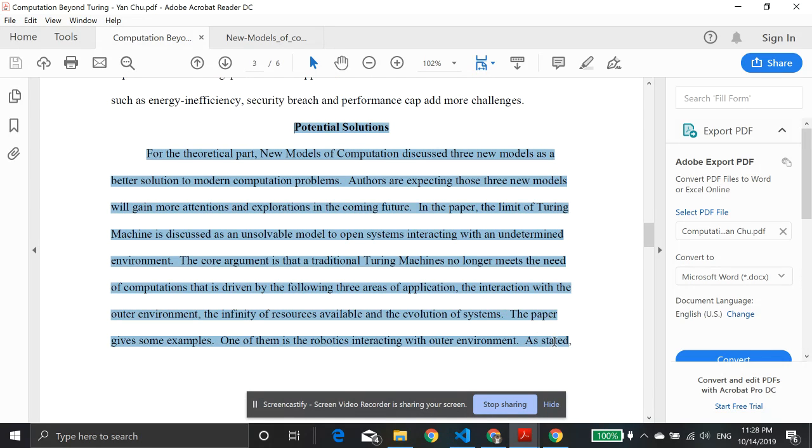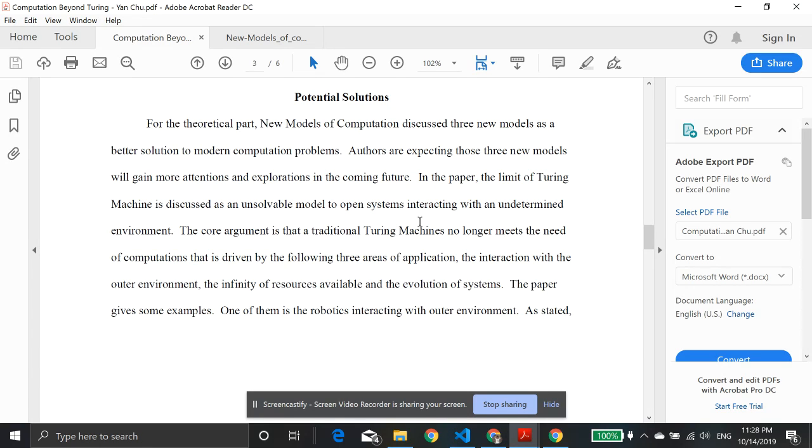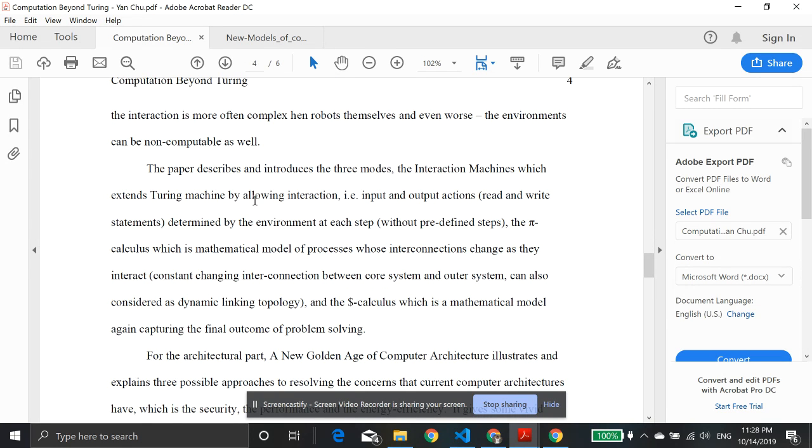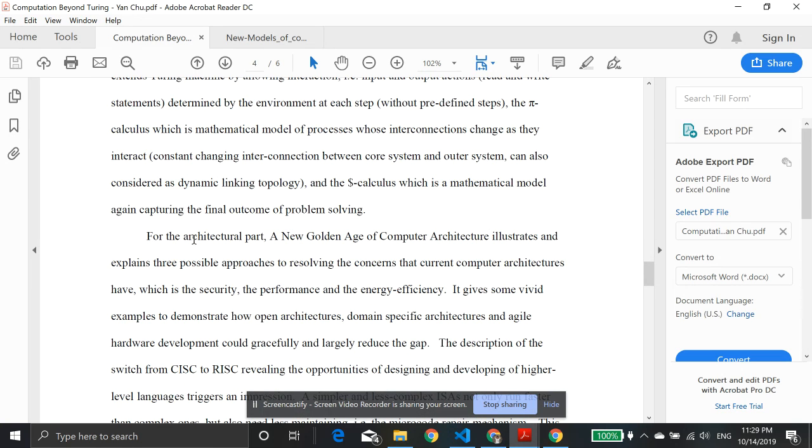So the second part is the potential solutions here. Basically, I restated all the solutions that have been described or discussed in the two provided papers. For the new models of computation, it suggested three different new models, which are the interaction machines, the pi calculus, and the cost calculus. Even though these three new models are not the only three that have been explored, this paper still gave us a more detailed description of how a new model can help solve the problems that a traditional Turing machine cannot solve.